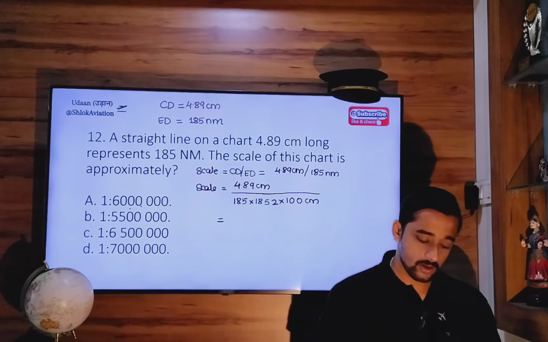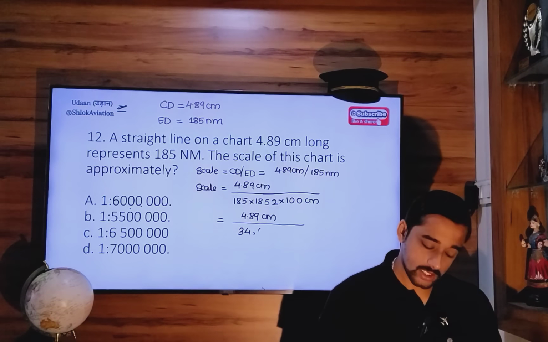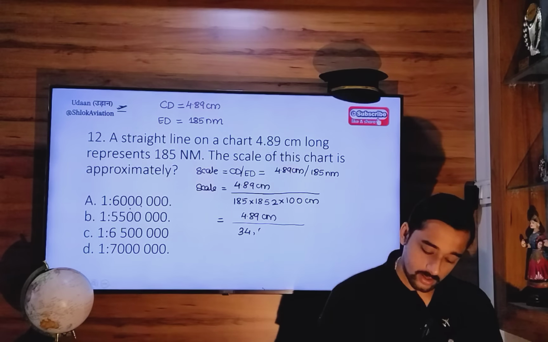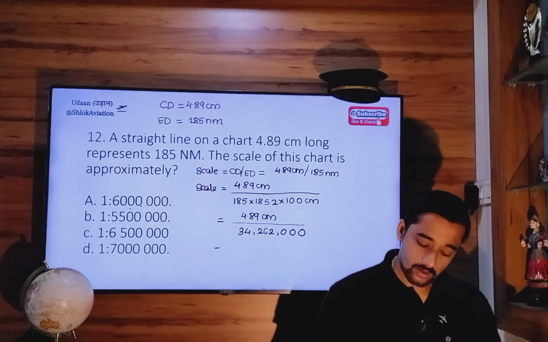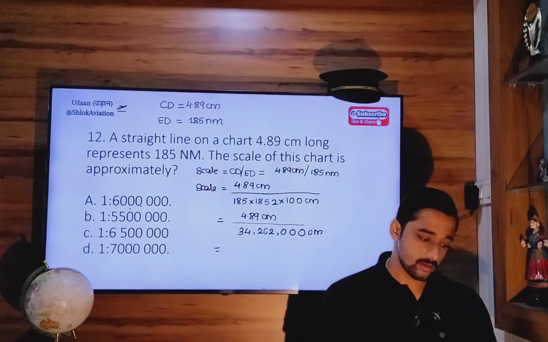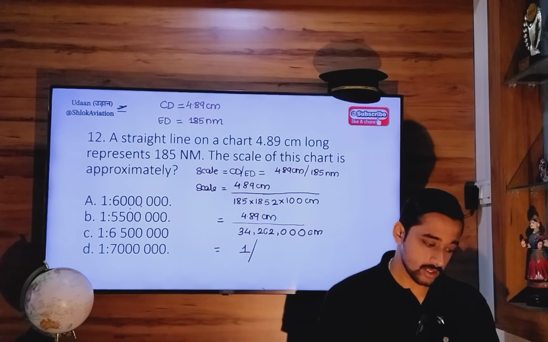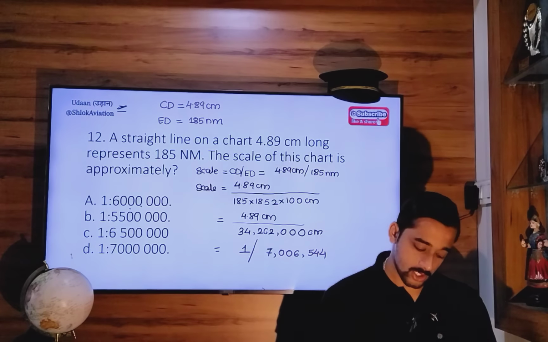So 185 into 1852 into 100 is 34,262,00. Now dividing numerator and denominator by 4.89 to bring 1 in the numerator, you should get an answer such as 7006544, 70 lakhs something. So the closest option here will be option delta.